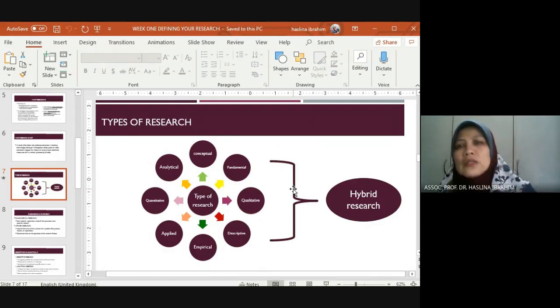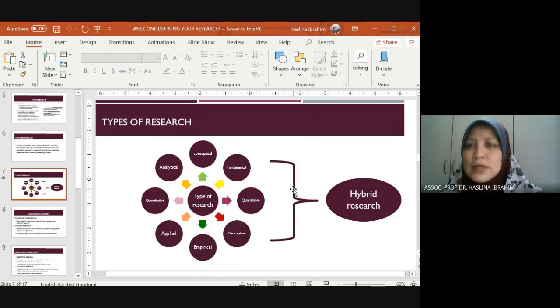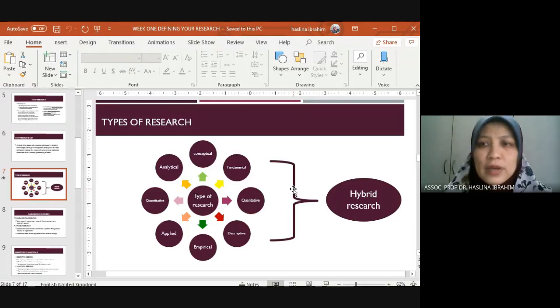So conceptual, like for example, you only discuss the concept and analyze the concept. For example, my thesis was about the philosophy of religious pluralism. When I wrote my thesis in 1999, 2000, this concept of religious pluralism was very new in Malaysia. As far as I'm concerned, at that time only one thesis was written on religious pluralism in Malaysia, and it was in Malay.